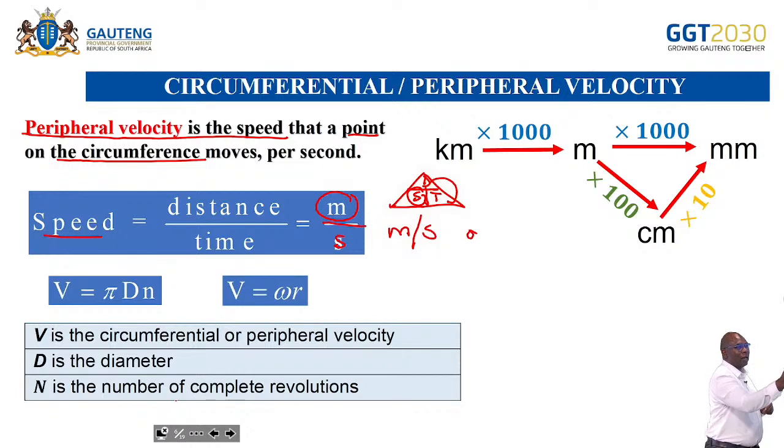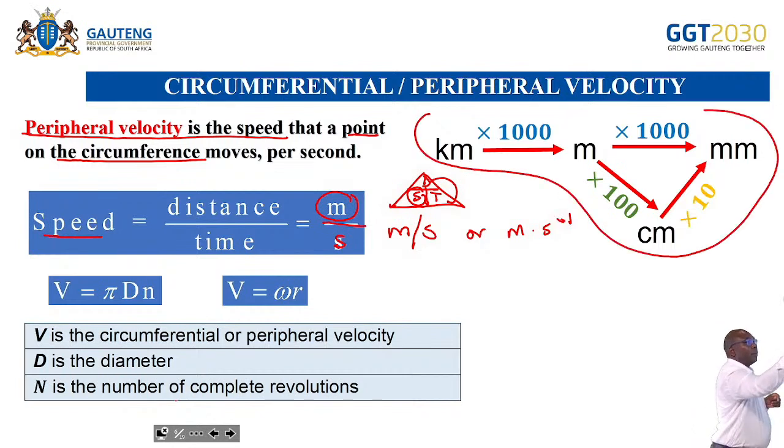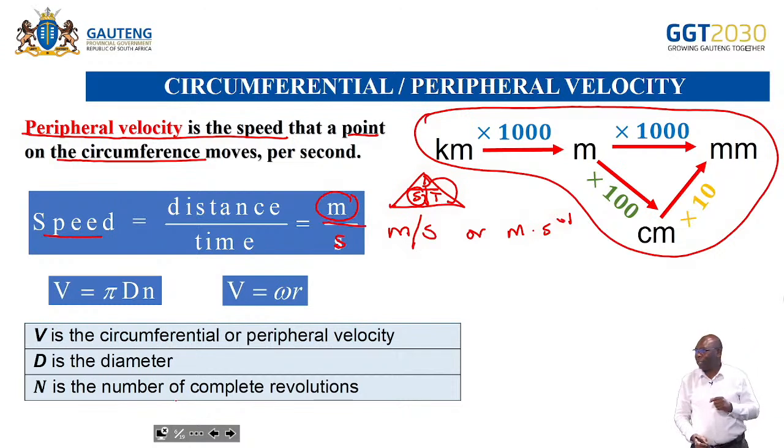So, or we can write it as m.s^-1. So we know it is going to be meters per second. Right. So now the conversions, remember the conversions, you must always know your conversions.